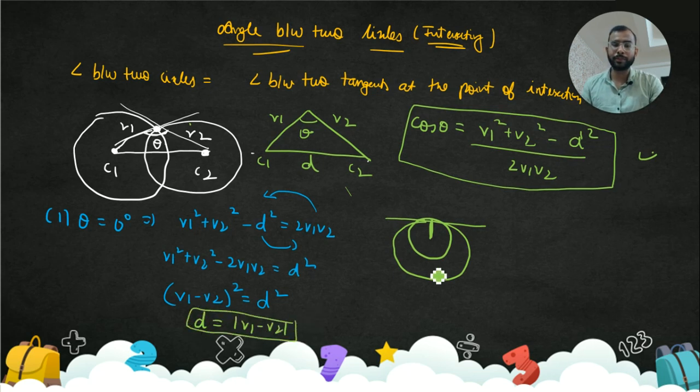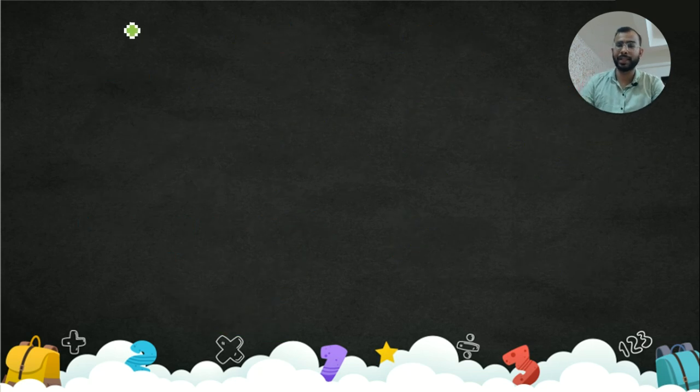We get this, right? So this is when both are touching internally. Okay, so this is the case. Easy case, we have seen this, internally touching. Chalo, let's see the second case.